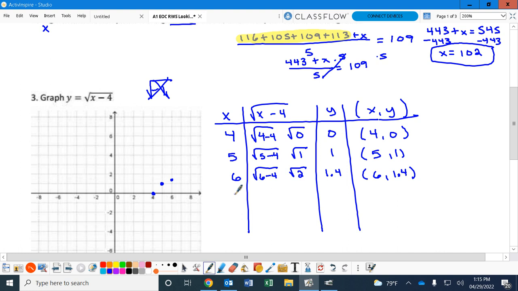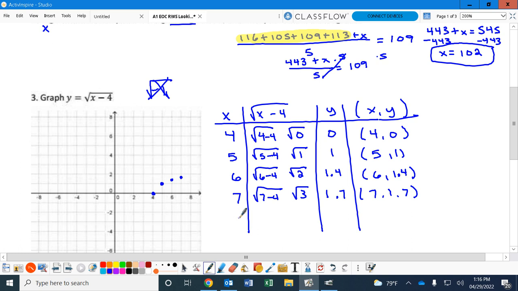And let's do 7. We'll do like 2 more. So 7 minus 4 would be the square root of 3. I think it's still 1 point something. 1 point what? 1.7. Thank you. So it'd be the ordered pair 7 and 1.7. So to graph that, that'd go over to 7 and then go up 1 and then a little past halfway. We're getting closer and closer to that 2.